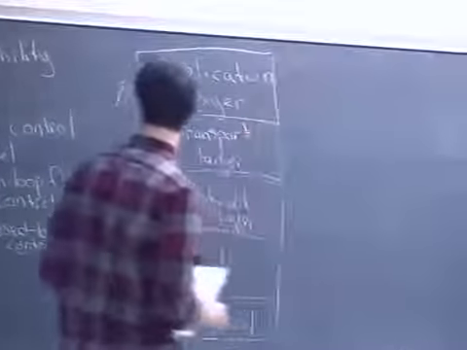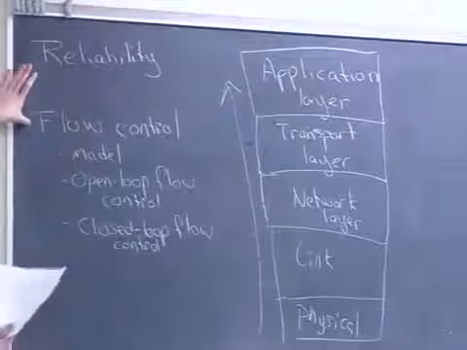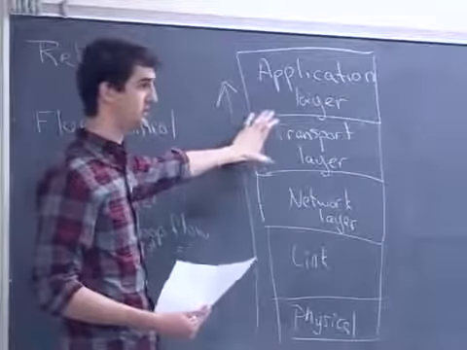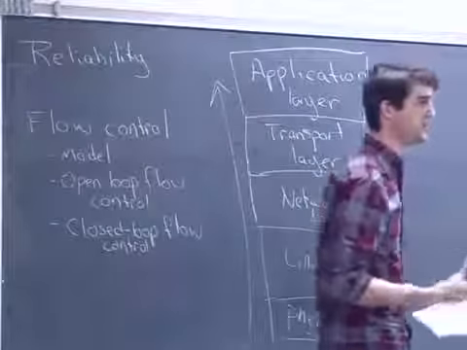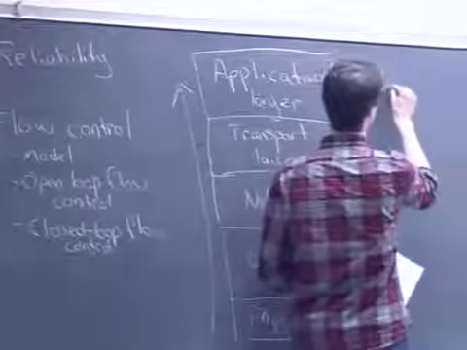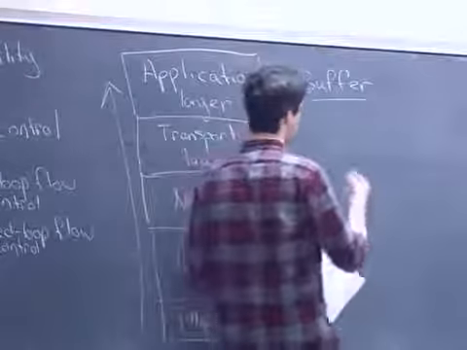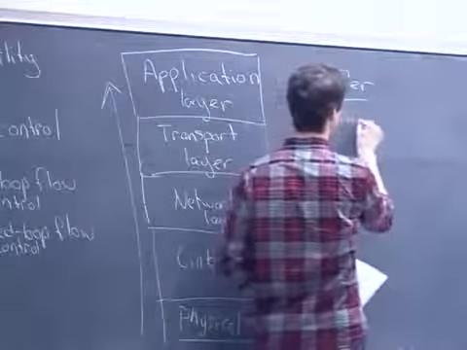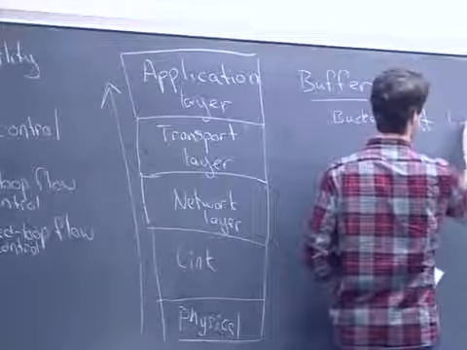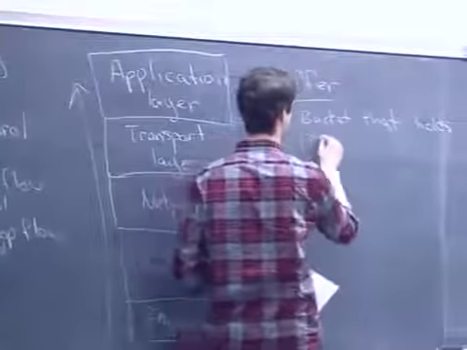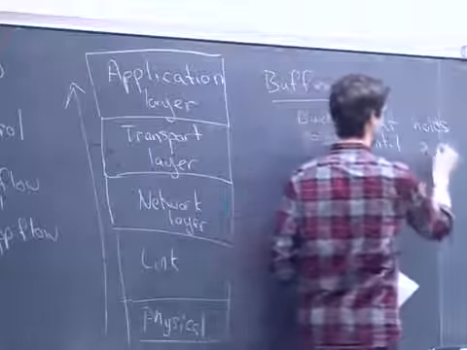As I mentioned, today we're going to talk about these two concepts, reliability and flow control. Each of these is generally provided in the transport layer, but you could provide them anywhere. Before I get into the discussion of reliability, we need to define one term: what is a buffer? A buffer is simply something like a bucket that holds packets until a system is ready for them.